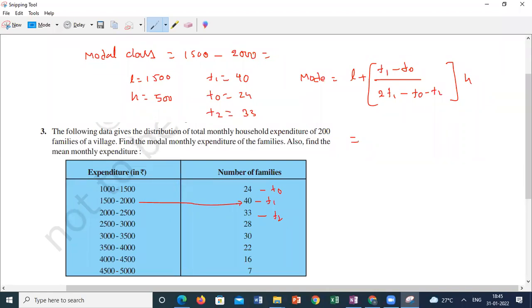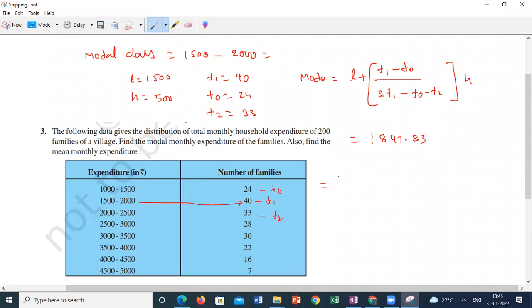Anyone got the answer, students, for this question? Yes, sir, 1,847.83. Correct. 1,847.83. Let's see how we will get the answer.